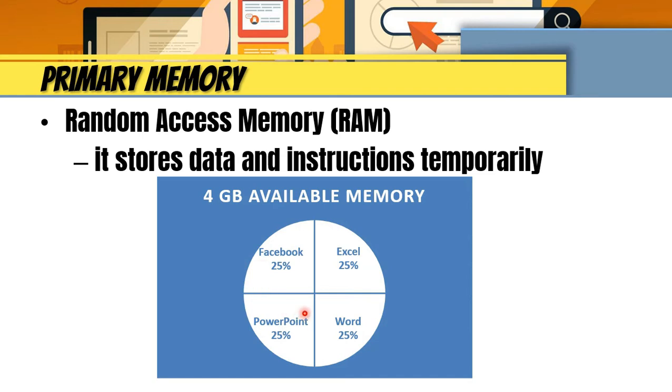Now, gusto kong i-open yung Google Chrome. Okay? I-open ko yung Google Chrome, or let's say, wag nating example ng Google Chrome. Example na lang is, mag-open ako ng Twitter. Example na lang. Mag-open ako ng Twitter. Now, yung Twitter, kailangan niya ng 25%. Okay? Na memory para ma-open yung ating Twitter.